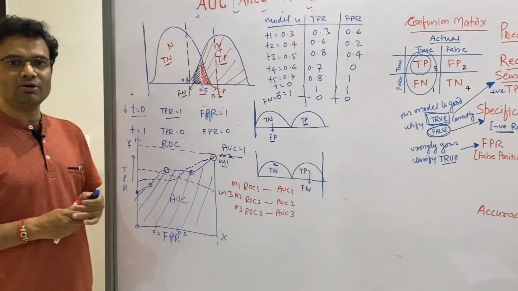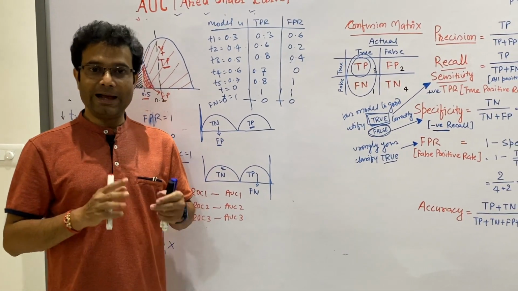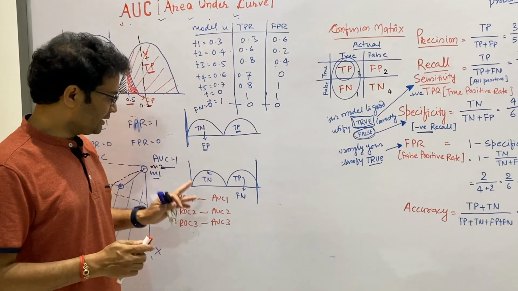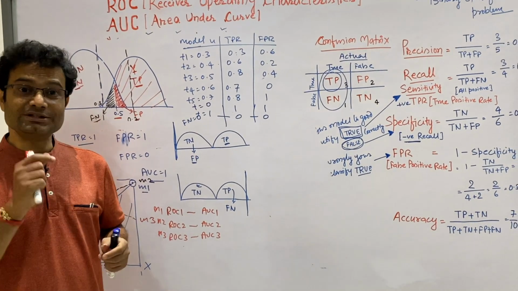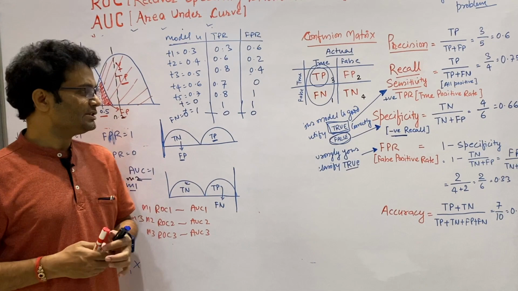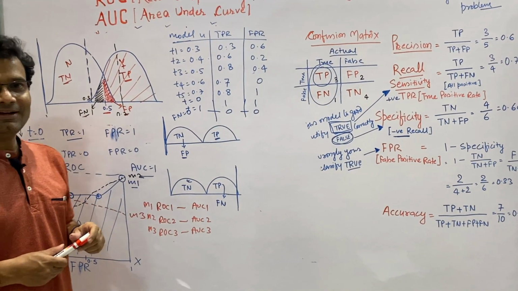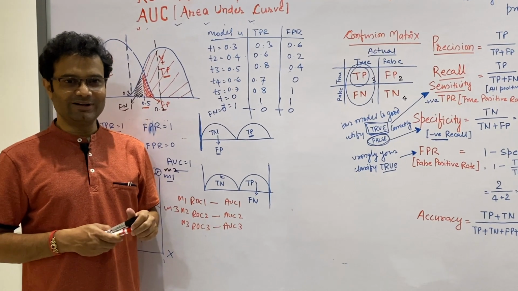ROC is good to determine which threshold I have to choose as per your business requirement, and AUC you use to decide which model you have to use for better performance. So in this way, I explained all the things. Hope you would be able to understand. If any questions, let me know. I will try to give the answer.